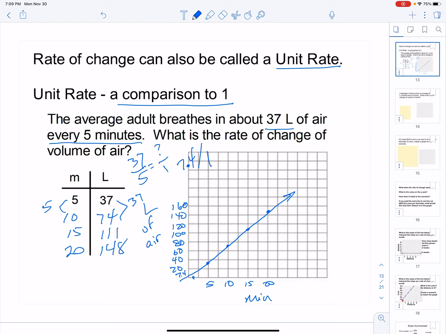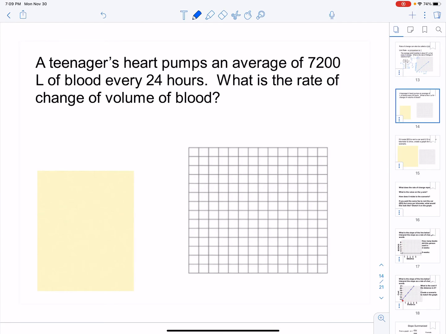And then, what do you assume is going to be our liters of air at 0? What do you think that would be? At 0, it would be 0. It would actually be 0, 0, because if you have 0 minutes, you just have 0 oxygen. Okay, so let's take a look at another one.